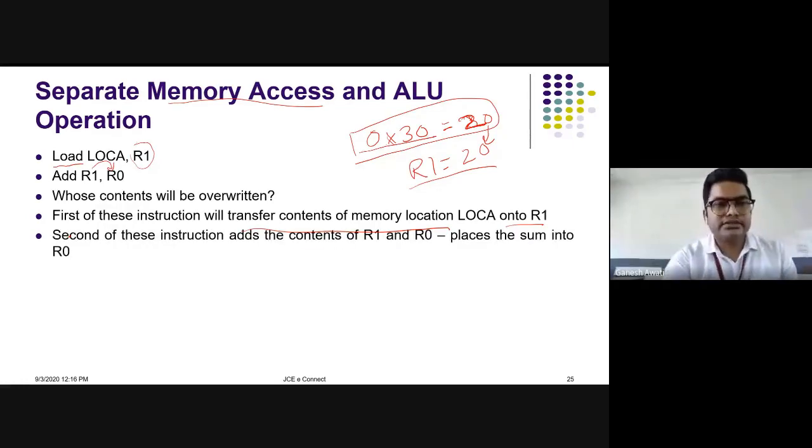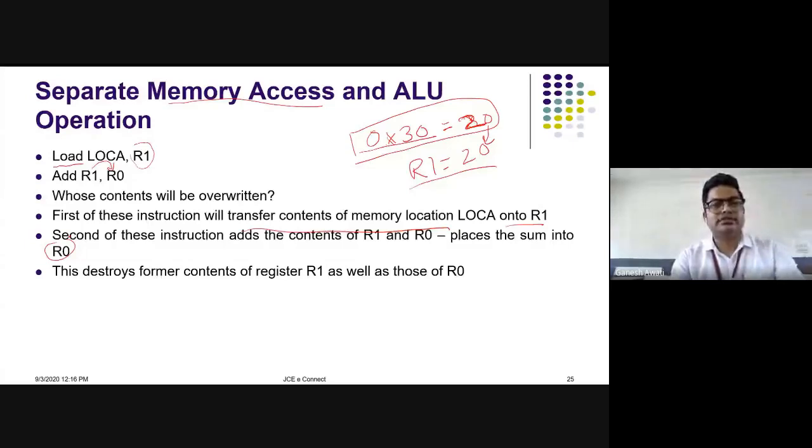The second instruction adds the content of R1 and R0: ADD R1, R0, and places the sum into R0. So this destroys the former content of R1 as well as that of R0, correct? Both contents: you said R0's content will be overwritten for this instruction only. But for the other instruction also, whatever R1 was having has gone, yes or no?